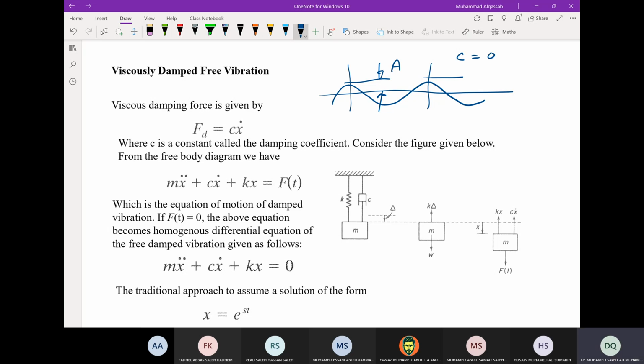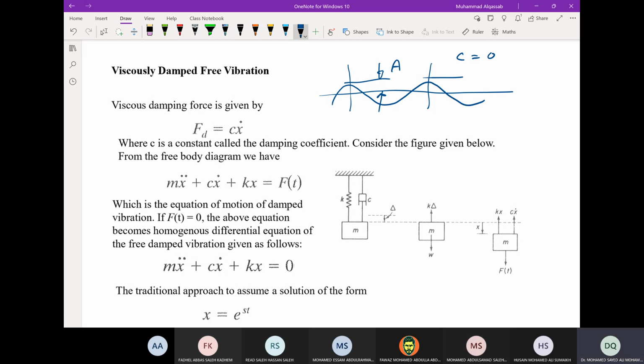But for a damped system, the amplitude will decay, which means the amplitude at the beginning of each cycle will decrease with time. So we will talk about the values of the dimensionless parameter that determines the behavior of oscillation.